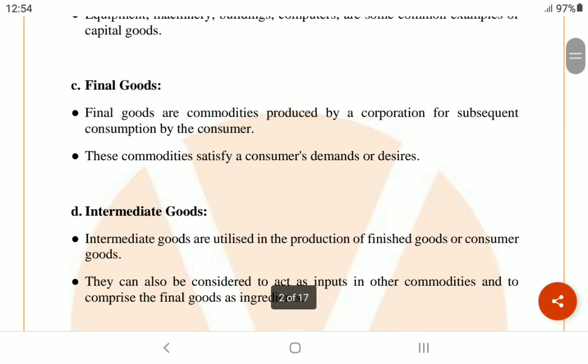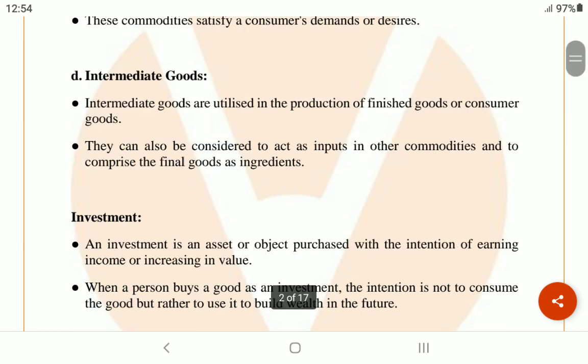Next is final goods. Final goods are the commodities produced by a corporation for subsequent consumption by the consumer. These commodities satisfy a consumer's demands or desires. Next is intermediate goods. They are the goods that are utilized in the production of finished goods or consumer goods. They can also be considered as the part or input of some other commodities, and comprise the final goods as an ingredient.